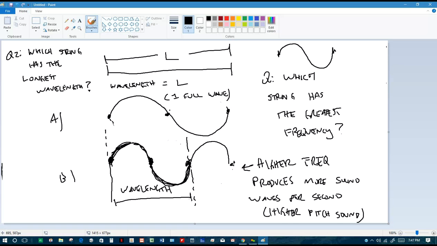So now that you see that, we think about question 2. Which string has the longest wavelength? A, exactly. And remember another idea that we can pull from the last lesson.